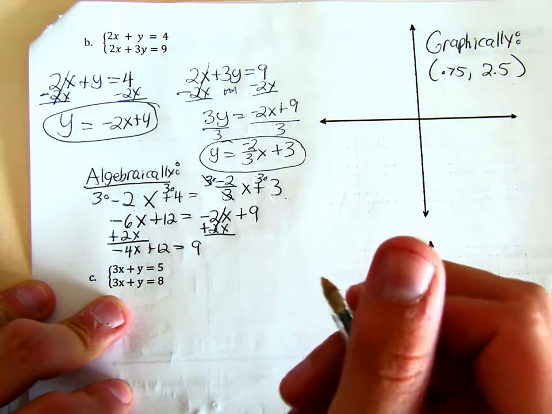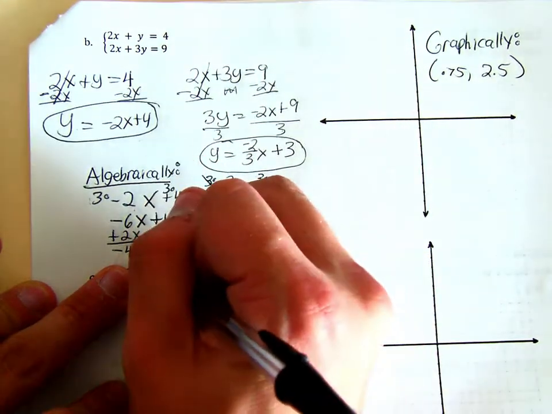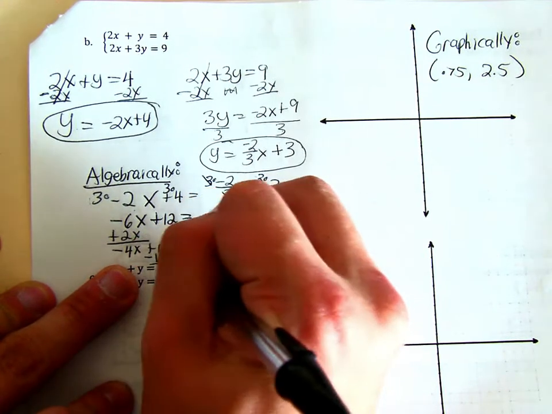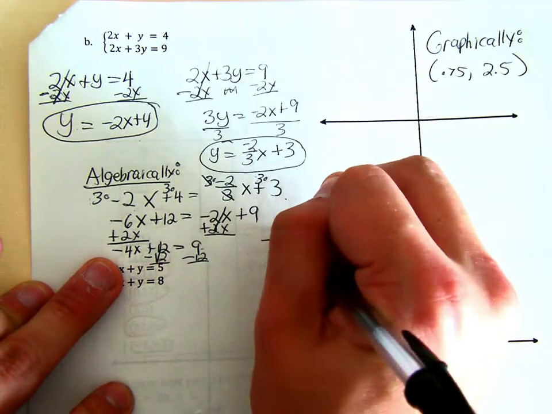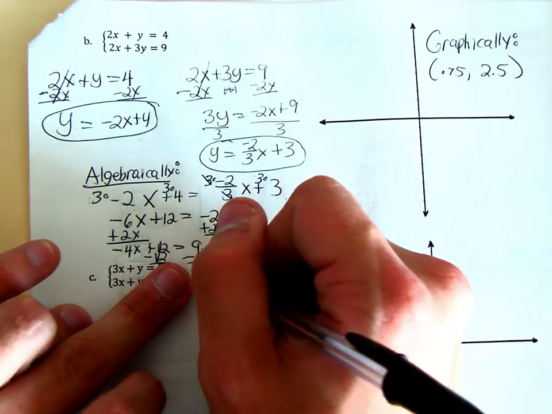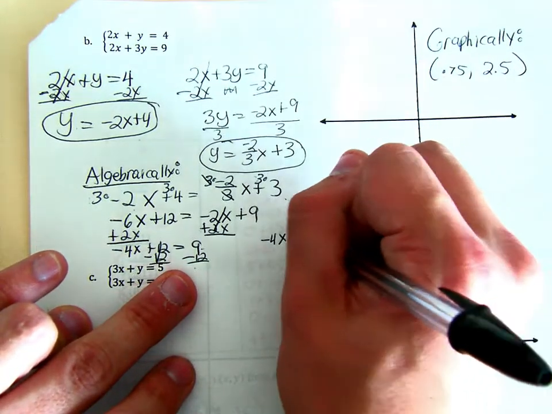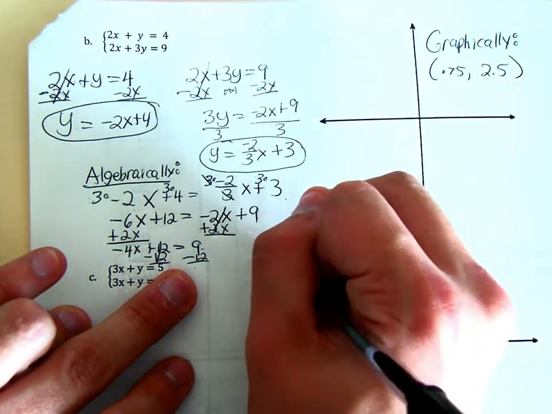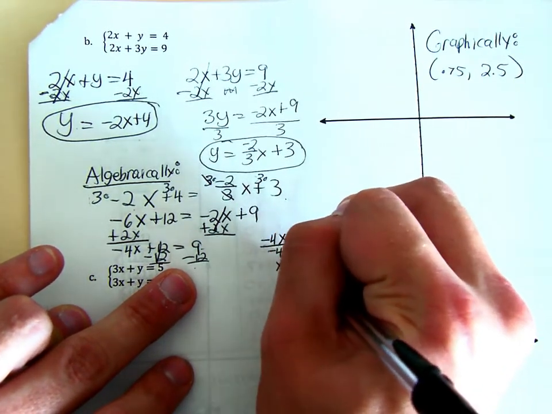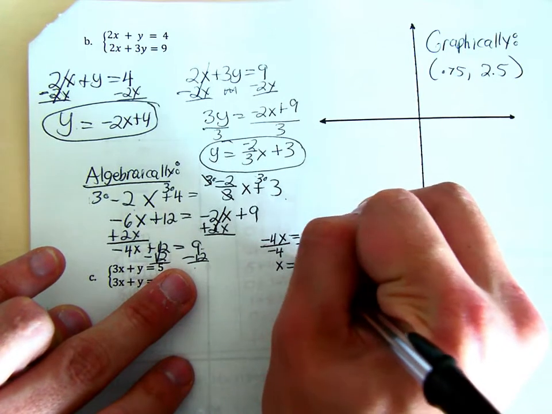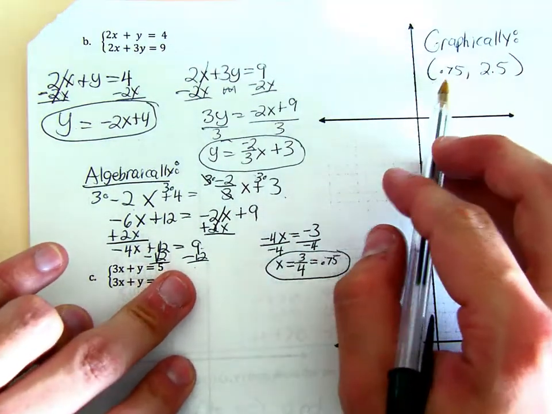And then what I want to do is I want to go through and solve this for x. So I'm going to subtract 12, subtract 12. So on this side I'm going to get negative 4x, is equal to 9 minus 12, which is a negative 3. Then I'm going to divide by negative 4, divide by negative 4. So I get x is equal to positive 3 over 4, which is equal to 0.75, which is what we got for x up here.